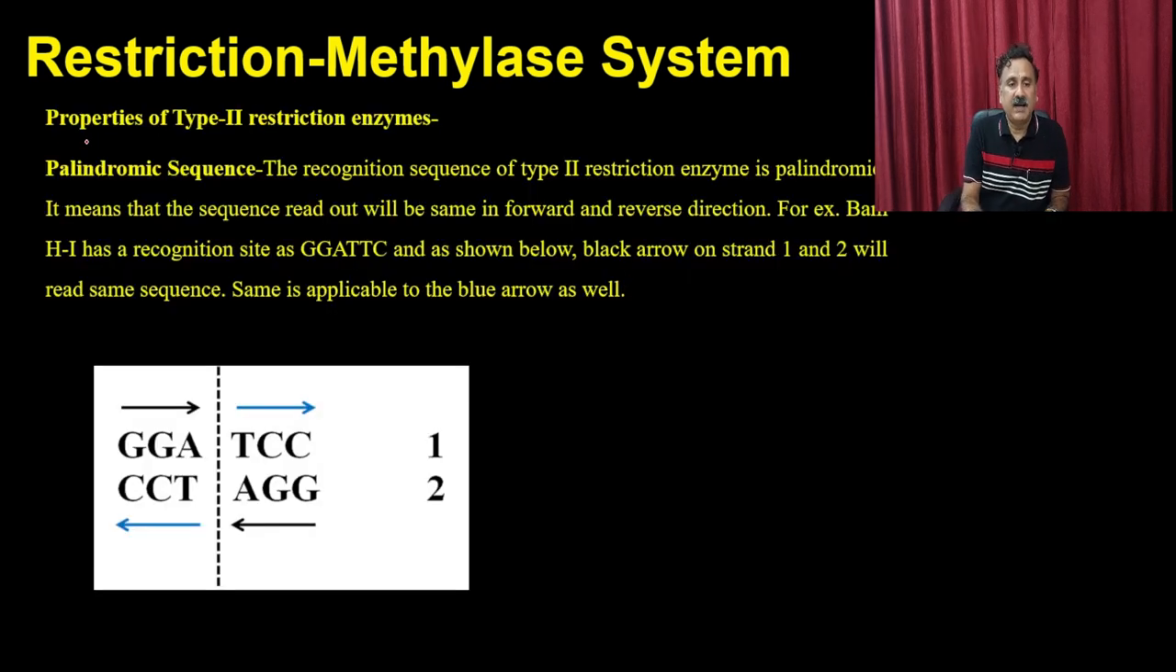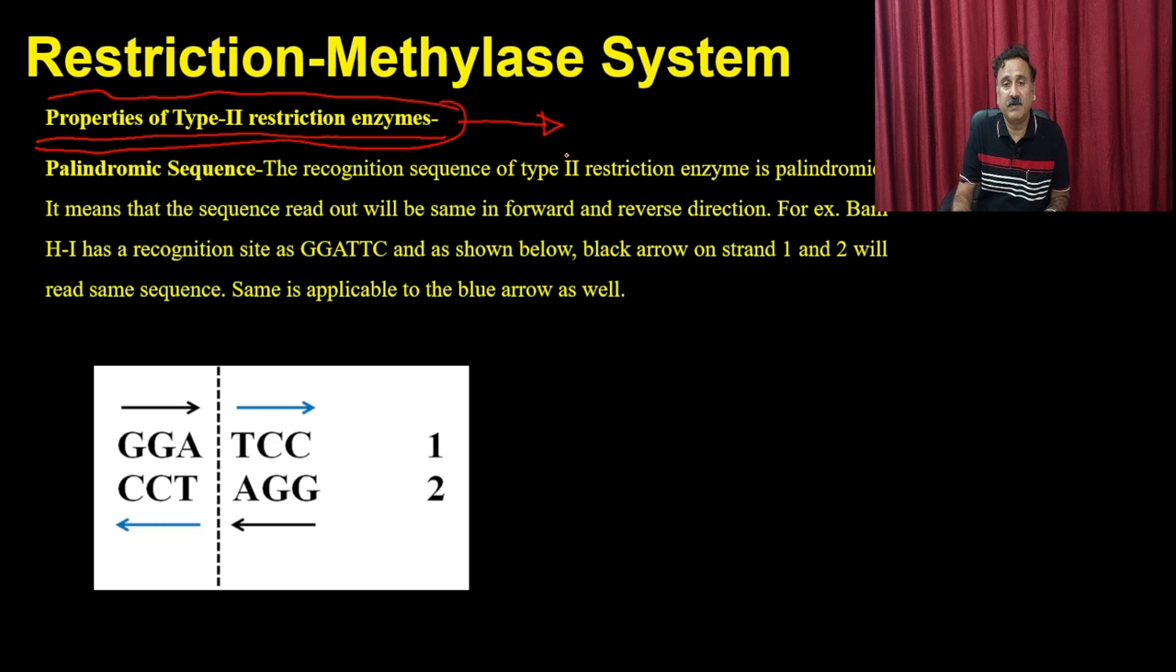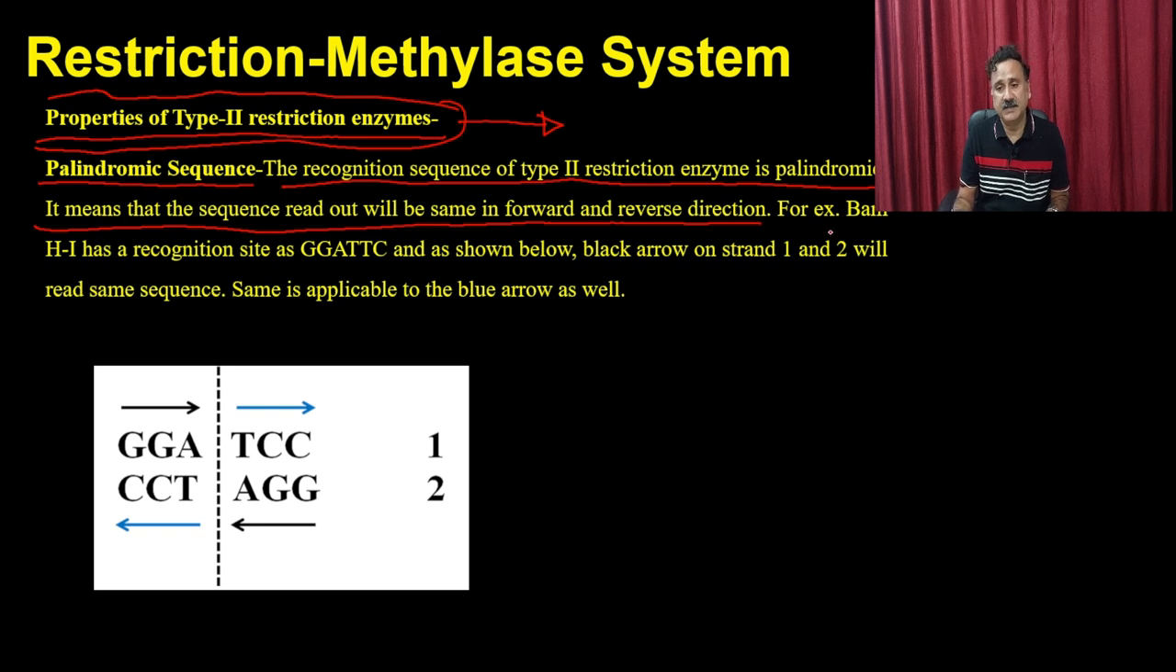What is meant by palindromic sequences, or what are the different properties of the recognition site of the type 2 restriction enzyme, because of which it is very popular to be utilized for gene cloning? First, it has palindromic sequences as a recognition site. The recognition sequence of the type 2 restriction enzyme is palindromic in nature. It means that the sequence readout would be the same in the forward and the reverse direction.